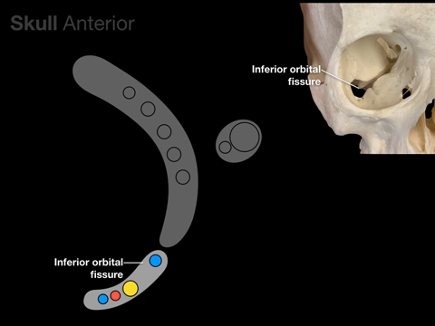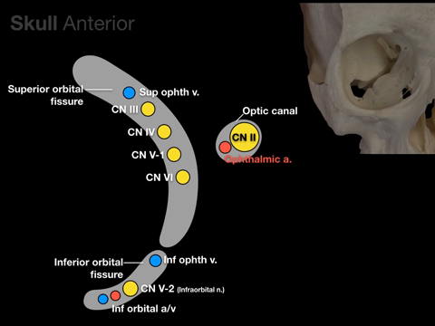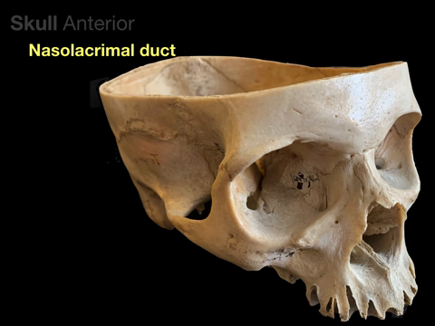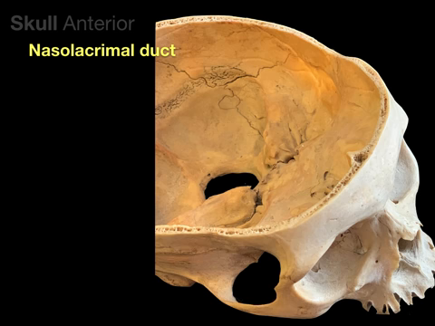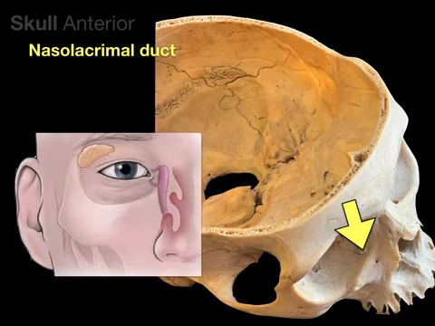Now the inferior orbital fissure has the inferior ophthalmic vein, cranial nerve V2, the infraorbital nerve, and then the infraorbital artery and vein. So there are the 3 major openings in the orbit. Now, the nasolacrimal duct is located right there. Let's take another view right there.